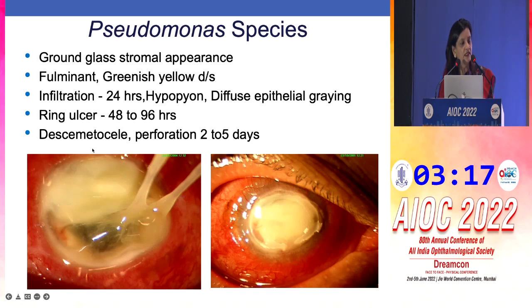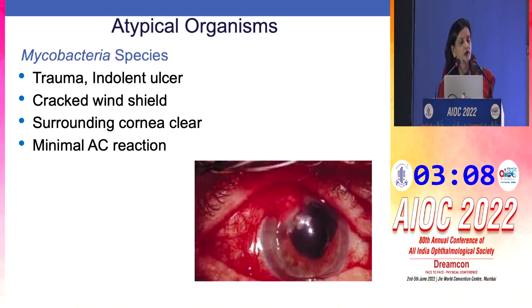Pseudomonas species, on the other hand, has a ground glass stromal appearance with fulminant green discharge, infiltration which happens in 24 hours, descemetocele and perforation which can happen in 2 to 5 days.